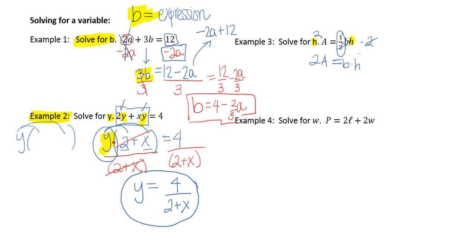So then I still need h alone, so I need to get rid of the b. It's multiplying, so let's divide. Gone, gone. And here's our answer. H equals 2a divided by b.